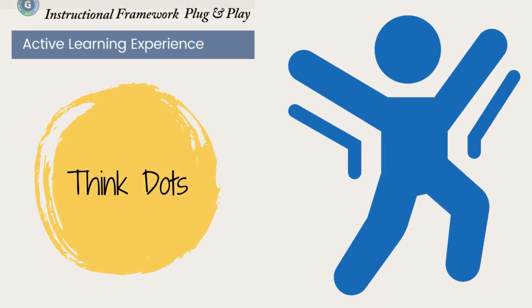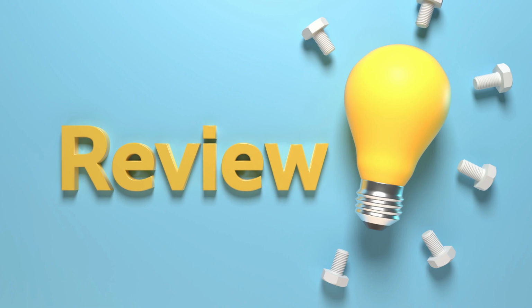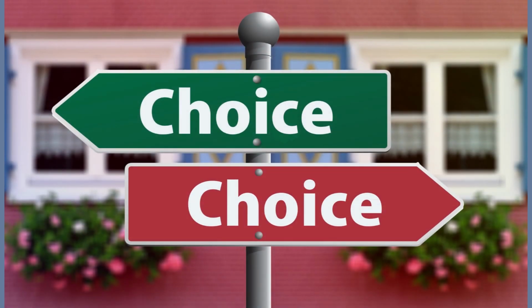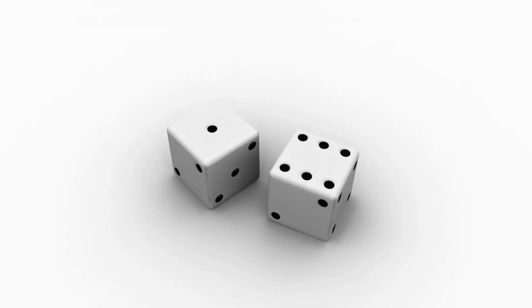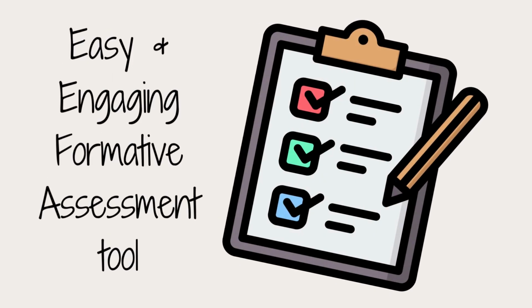Think Dots is an active learning experience in which students construct meaning for themselves and engage in the process of learning. It is a strategy used to review, demonstrate, and extend thinking. Choice is given to students based on the order in which they roll the die. However, they still complete all the required learning tasks set by the teacher. Think Dots can also be used as an easy and engaging formative assessment tool.